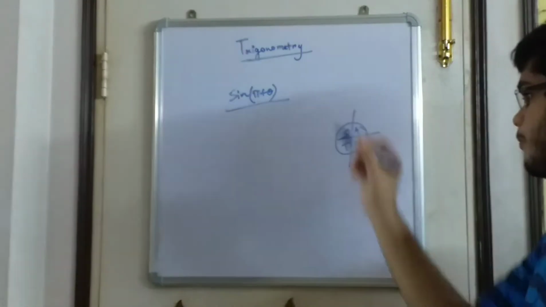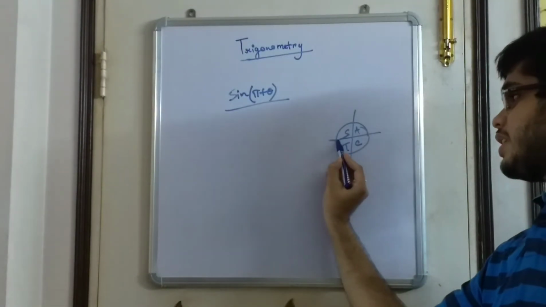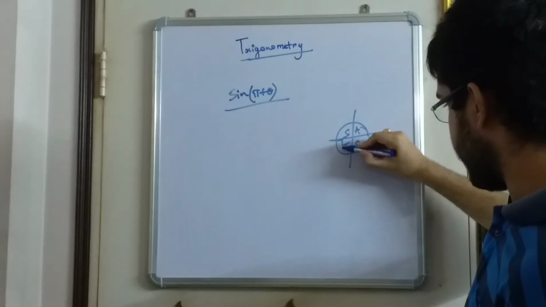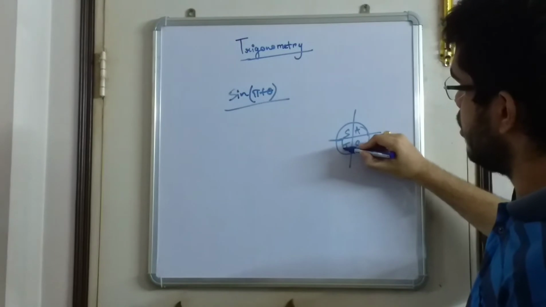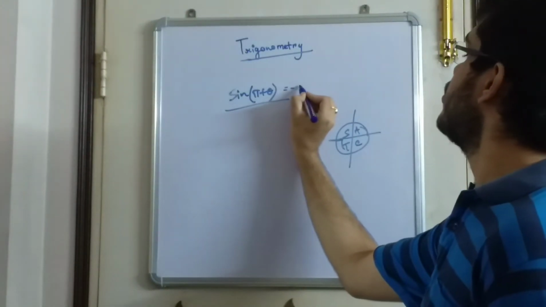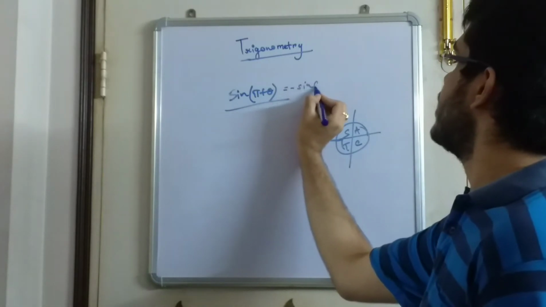ASTC. So where is pi? Pi is this thing, negative x-axis. Okay, so sine of pi plus theta means pi plus theta. So in the third quadrant, what is sine? It's negative. So simply write, close your eyes and write minus sine theta.